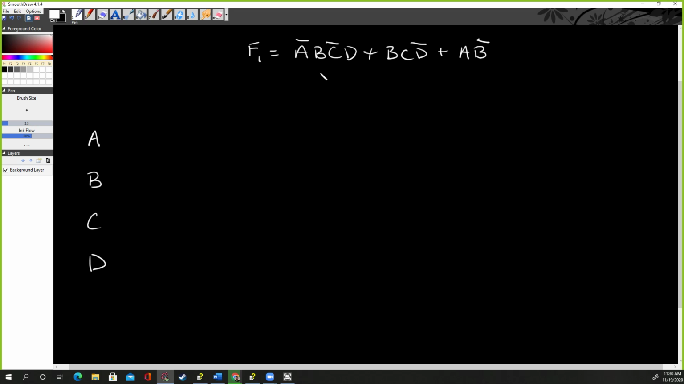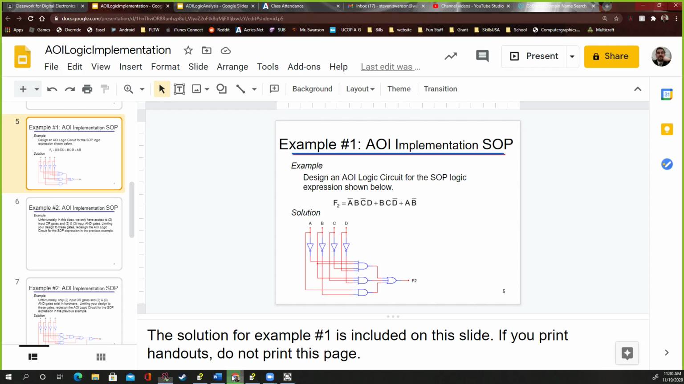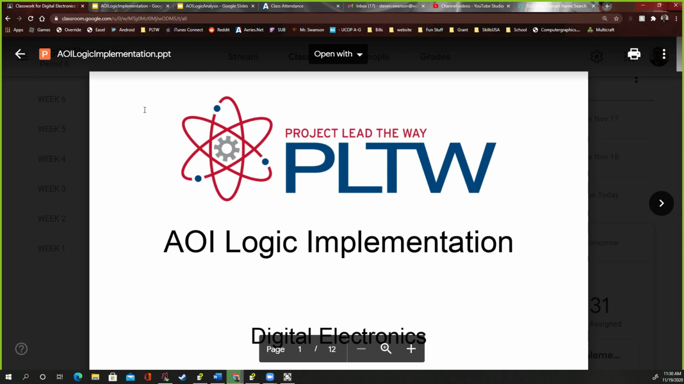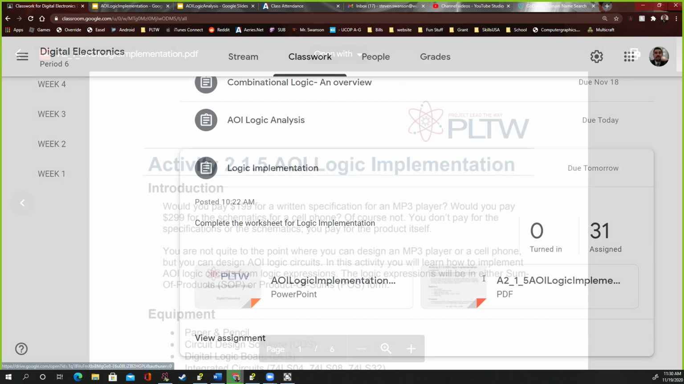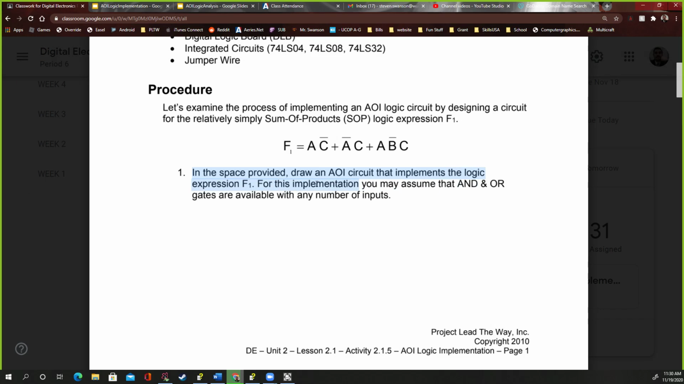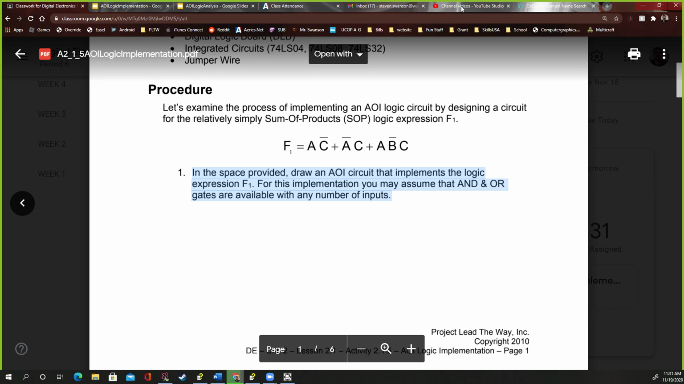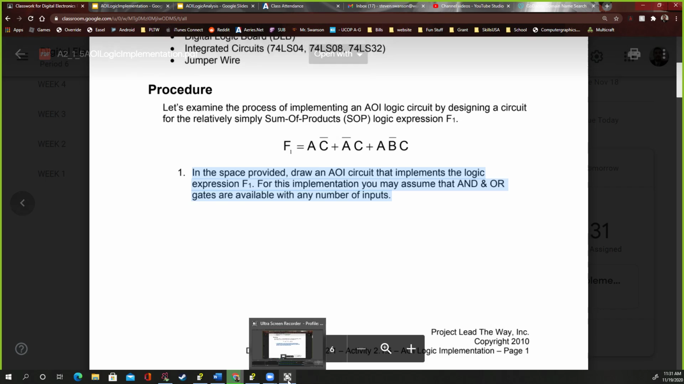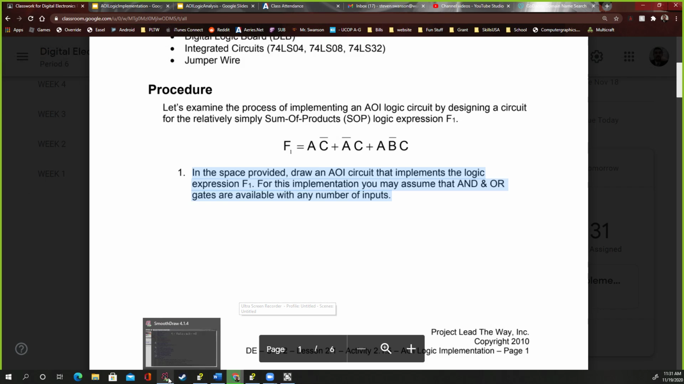And if you were to do it in the worksheets, they'll tell you, hey, go ahead and do it with any amount of inputs. Let me show you what that looks like as far as the worksheet. Here's the assignment for the day, and it says, in the space provided, draw an AOI circuit, which I'm about to do right now, that implements the logic expression F1, okay? For this implementation, you may assume that AND and OR gates are available with any number of inputs. So I'm going to do that too right now with any number of inputs. So let me show you how easy that is when you do it with any number of inputs.